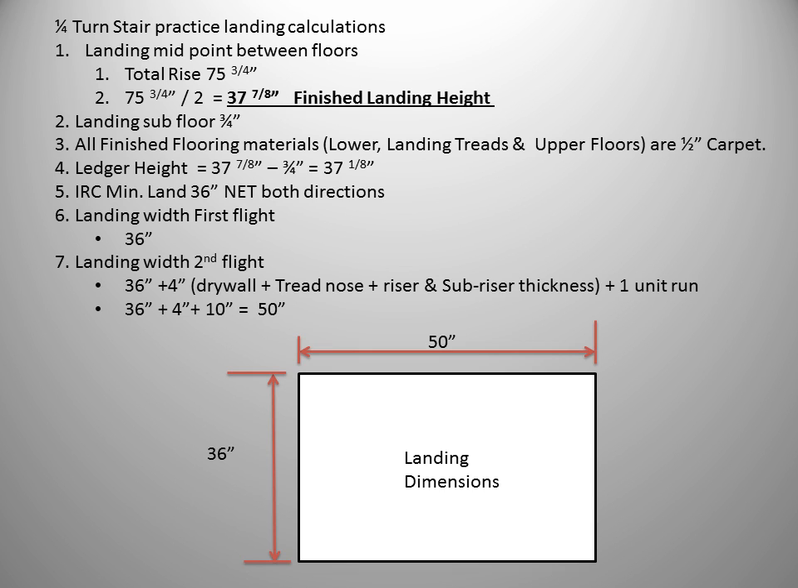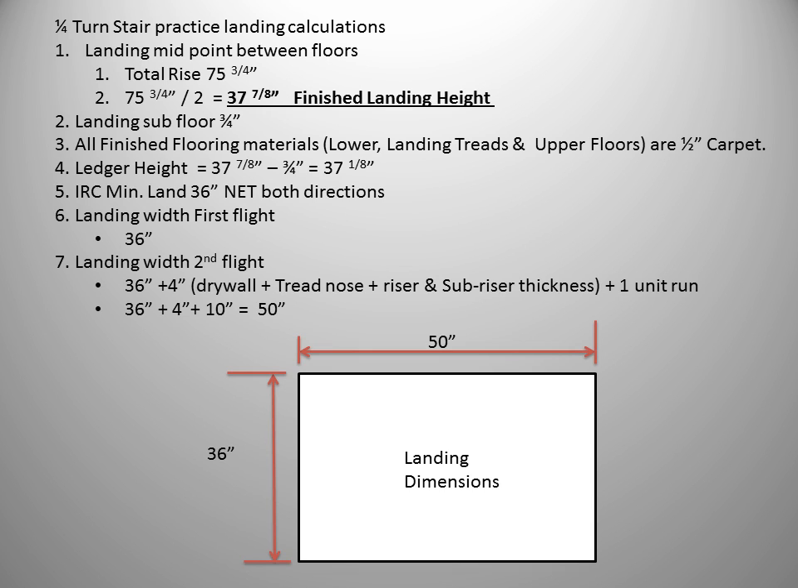Note that we only divide by 2 if we want the landing to be at the halfway point of the rise. If the landing is at another tread position, we first need to determine the unit rise based off of the total finished rise, and then multiply the unit rise by the number of risers at which the landing will be set.